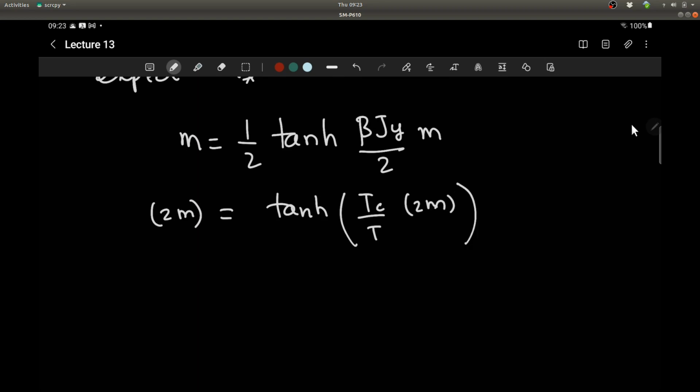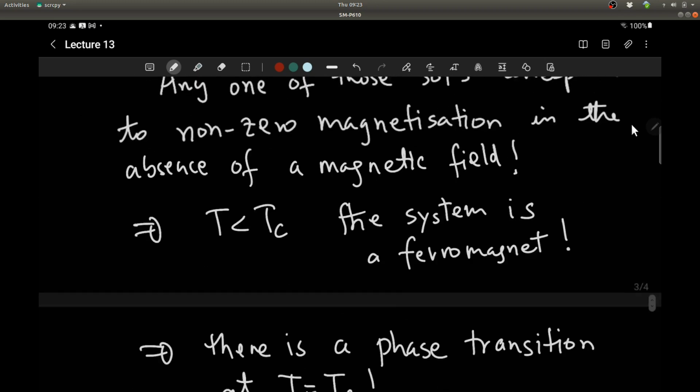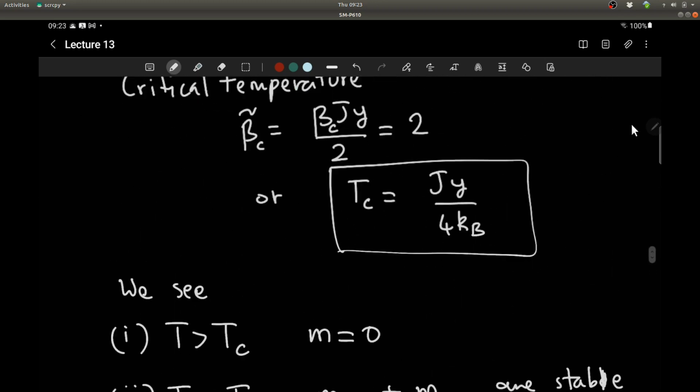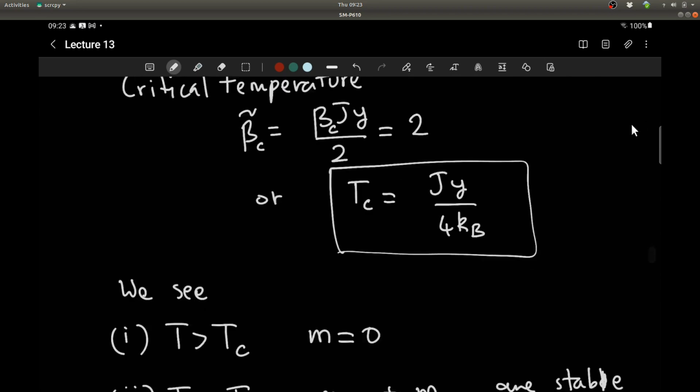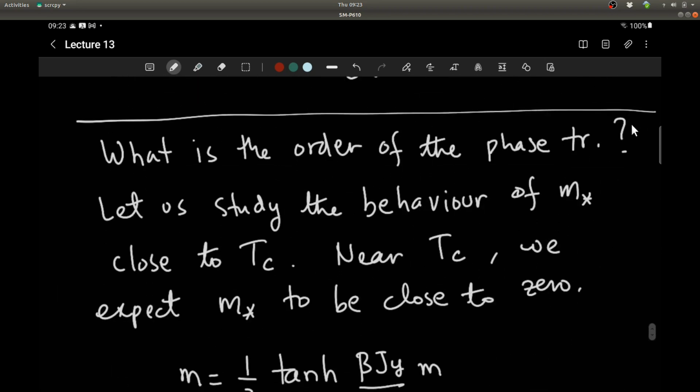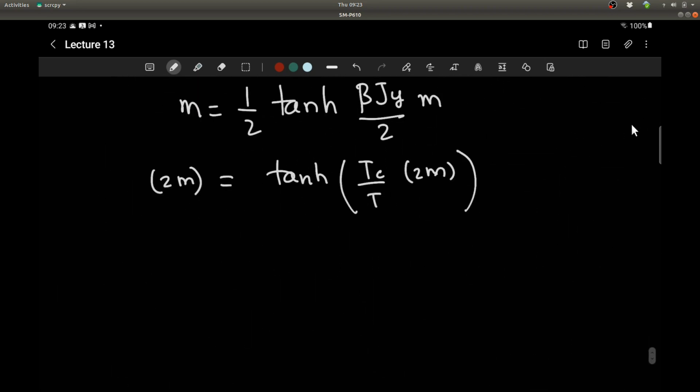Okay. Where Tc is as defined here. Okay, jy by 4 kb or whatever. Okay, and I'm putting 2m here, and most books will actually, for us m goes plus or minus half, but if you multiply by 2m, plus or minus half becomes plus or minus 1. Okay, that's the standard textbook stuff. So I'm just writing it so that you could.